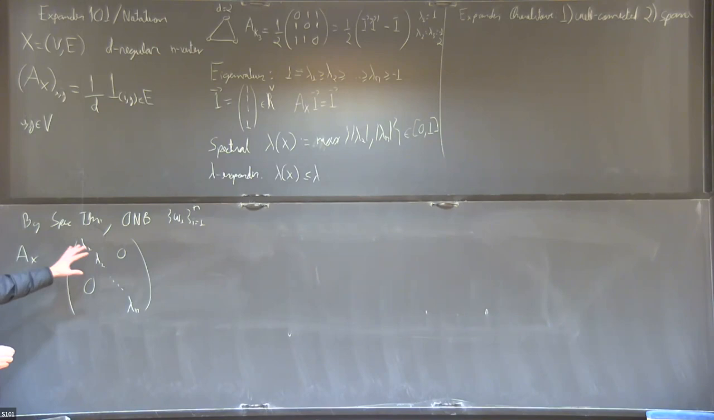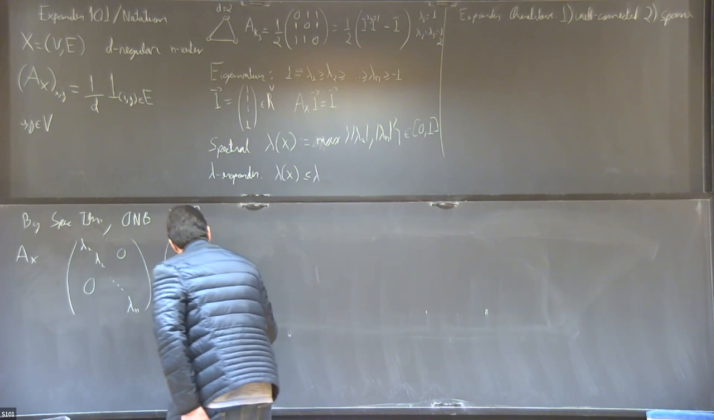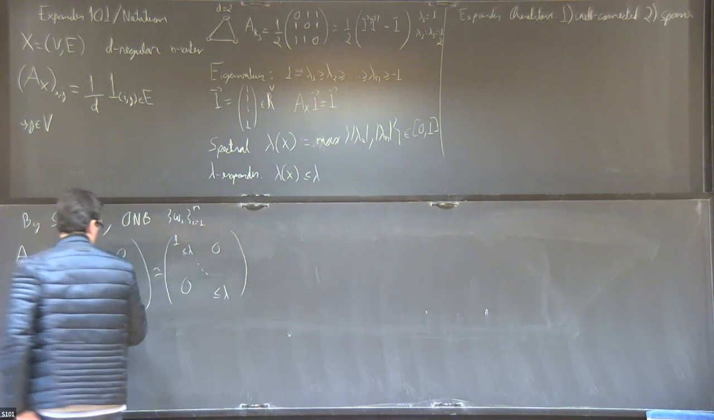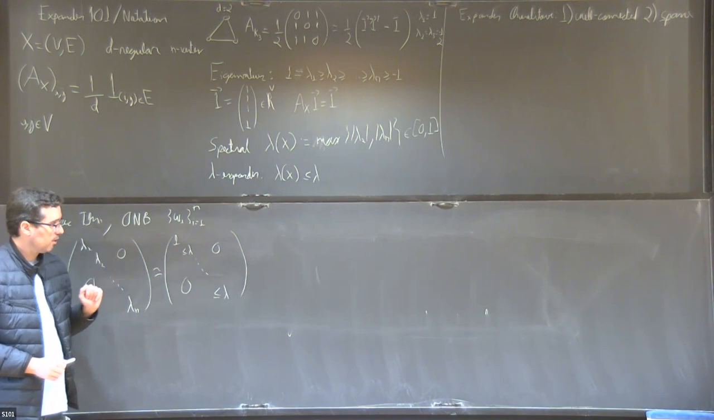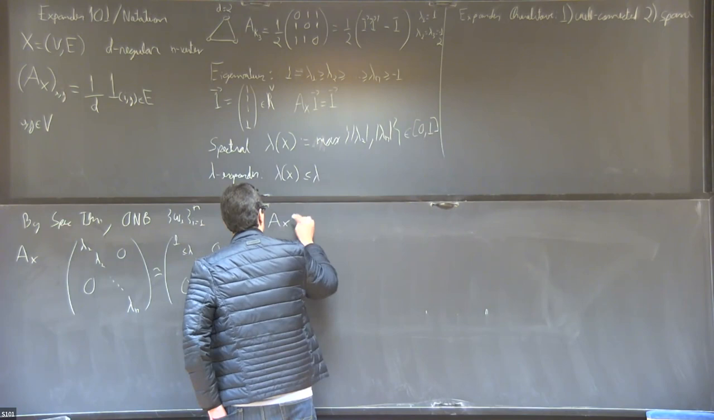And the good mental picture that you would like to have is like this. Lambda one is one, and all the other eigenvalues are going to be in absolute value at most lambda. So if this lambda is rather small, as you take powers of this adjacency matrix, you're going to have a very fast exponential decay. If lambda is bounded away from one, you will have a very nice exponential decay. So this is one way that lambda small is good. And another way that lambda small is good for us is that we can write the original matrix like this.